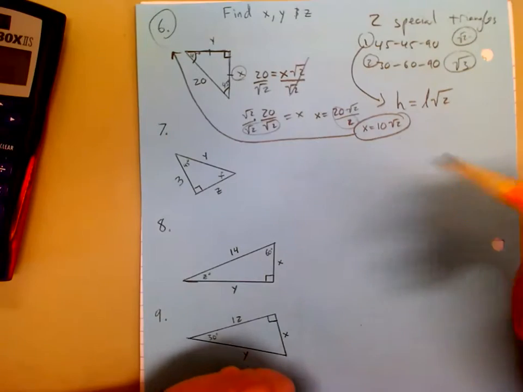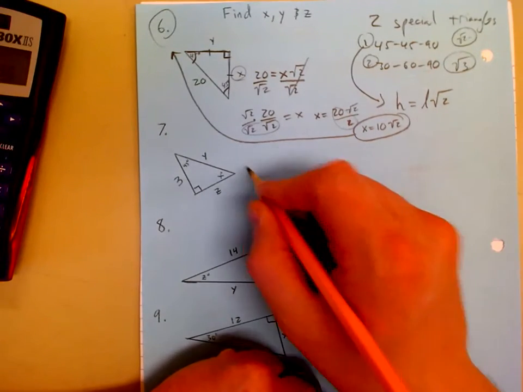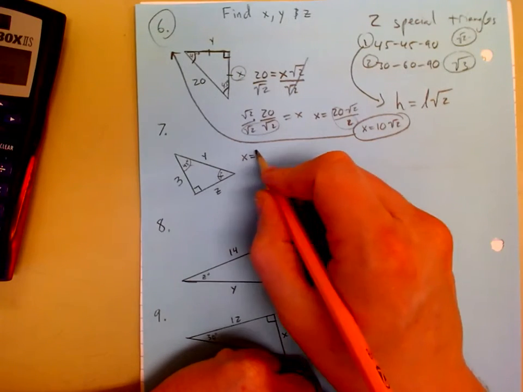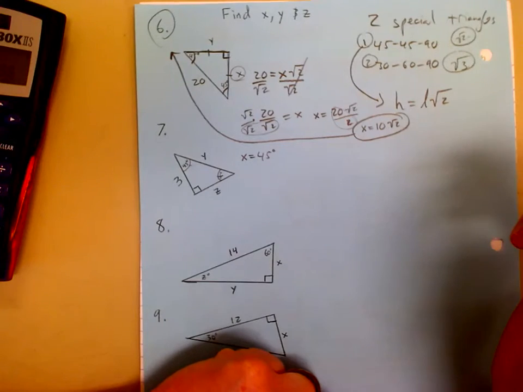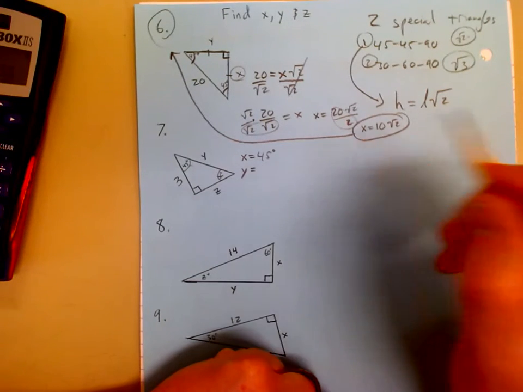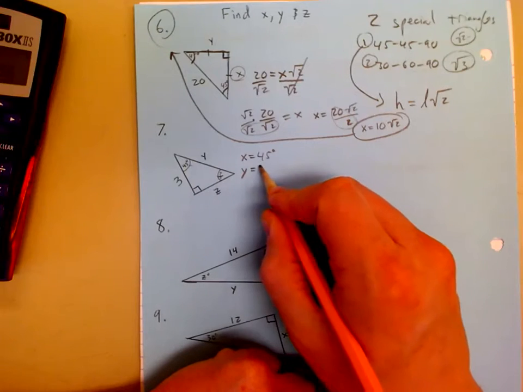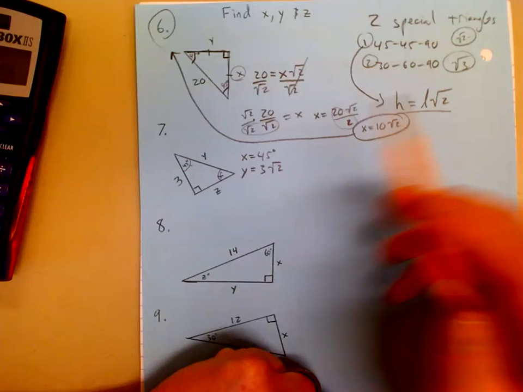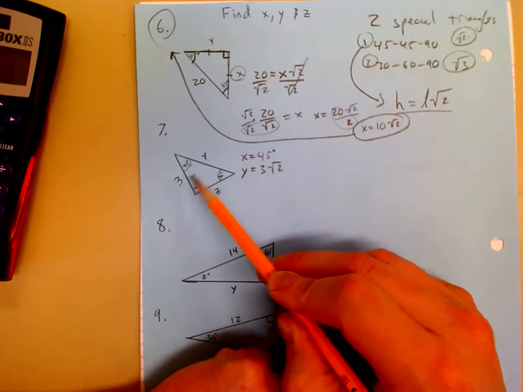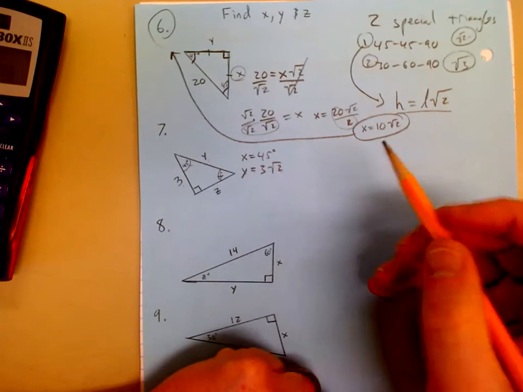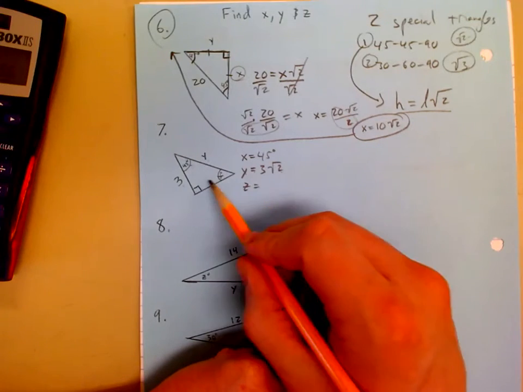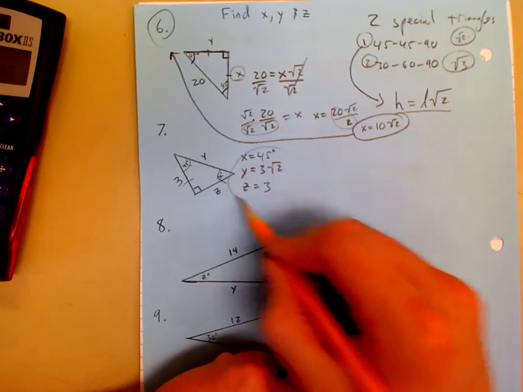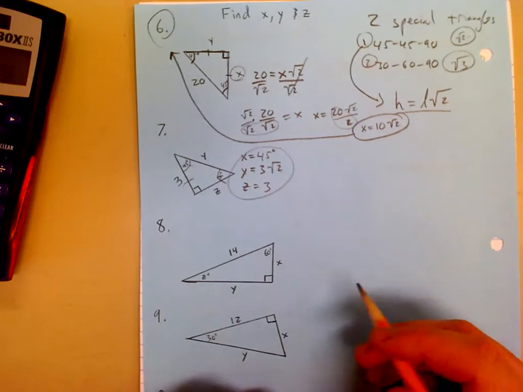Number 7, I'm looking at the same type of triangle. This is a 45, 45, 90. So x equals, and I'm looking for an angle here, and it's congruent to this, so it's 45 degrees. Y equals 3 times the square root of 2, going back to my formula. That's the hypotenuse, that's a leg. So the hypotenuse equals the leg times the square root of 2. And then z here, z is congruent to this one, so that's 3. That one was pretty simple.